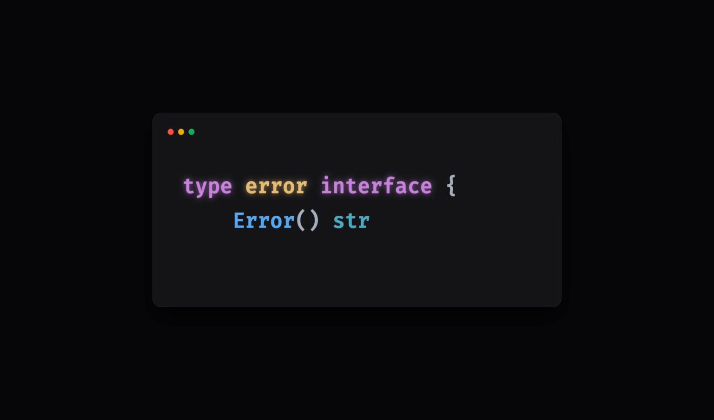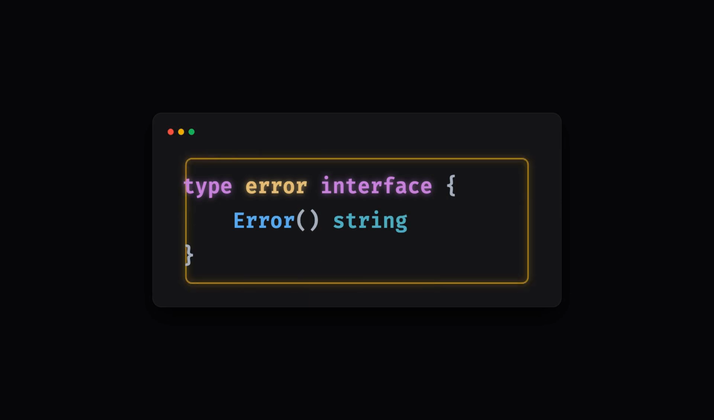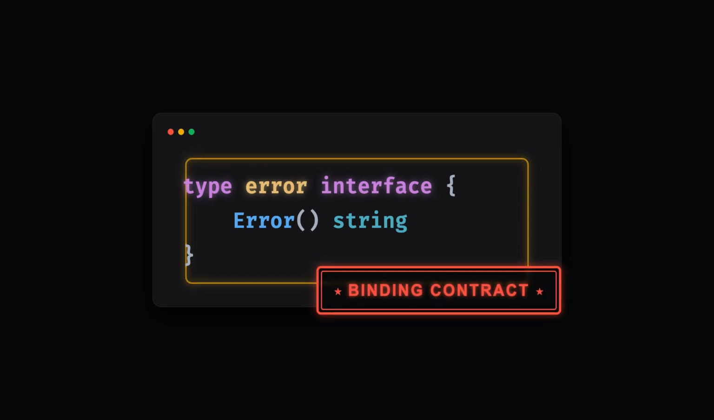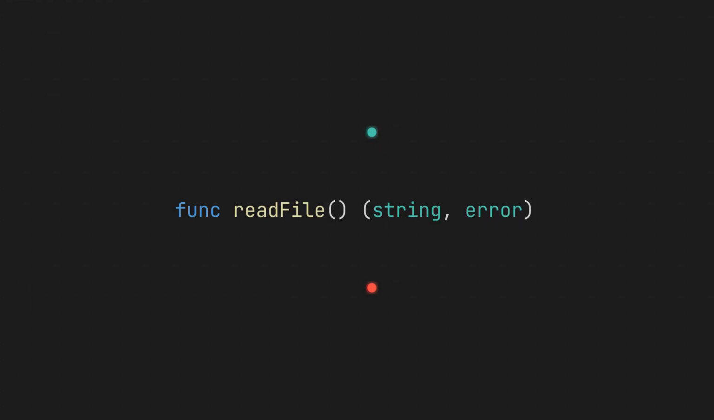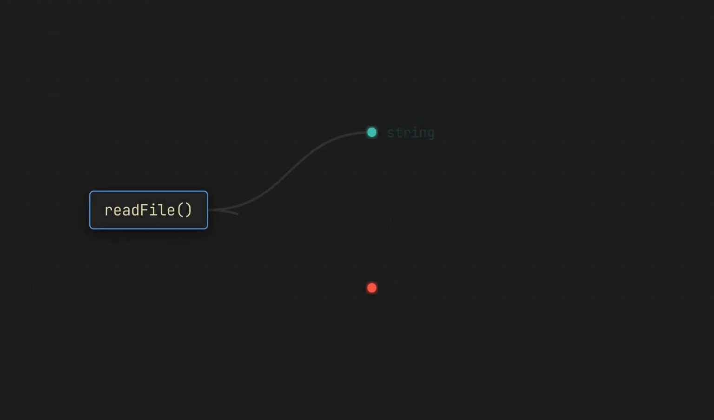In Go, errors are built on a simple interface. Any type that implements an error method can be treated as an error. Functions in Go often return 2 values, the result and an error. This makes it clear that something might go wrong and forces you to handle it explicitly.